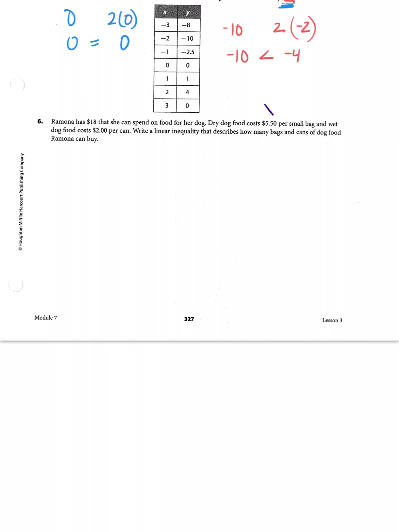Let's make the dry be X and the wet food be Y. So we know $5.50 per dry and $2 per wet. And it says she has $18 that she can spend. So it should be equal to 18. Can she spend more than 18 or less than 18? If she has 18 to spend, she can spend less than 18 or equal to 18.